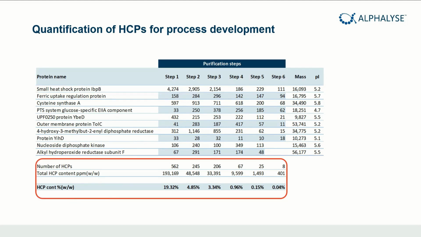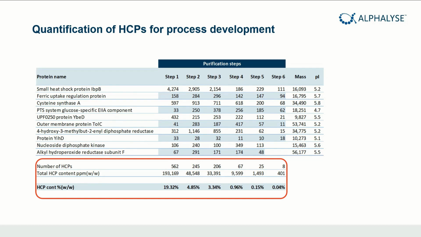In the bottom of the table, you see the summarized results. The lowest number is actually the HCP content in percentage here, or parts per million. So this is the number that's comparable to the number you get from the ELISA assay. So you can see in step 6, the purified drug substance, you have an HCP content of about 400 parts per million, or 0.04%.